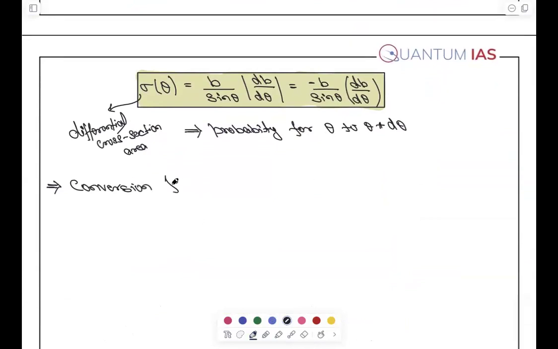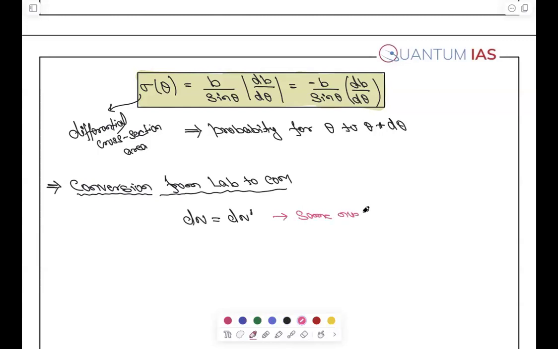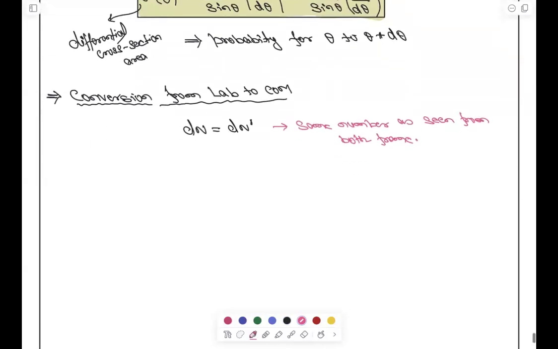Conversion from lab frame to center of mass frame. अच्छा, when we go from a lab frame to center of mass frame, does the number change? No. Number changes? No. But does the scattering angle change? Yes. So I can simply write that dn is equal to dn dash. Why? Same number as seen from both frames. This is pretty obvious. The same number will be seen from both frames.